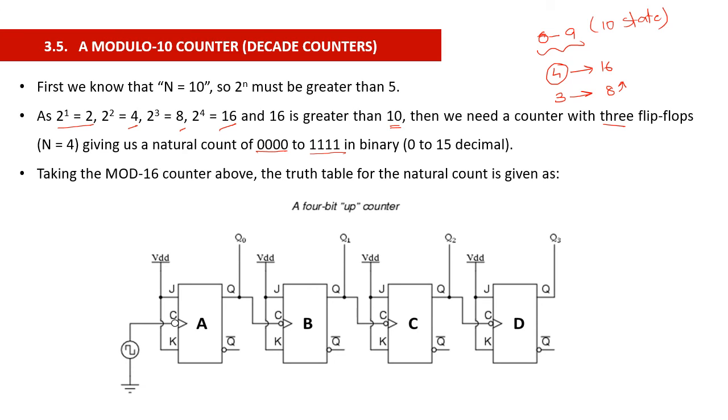Here is the circuit for the mode 16 counter that we discussed already. Here you can see that we are connecting the external clock pulse to the first flip-flop, and all other flip-flops are triggered from the previous stage output. So if you are connecting 4 flip-flops like this, it will count from 0 0 0 0 to 1 1 1 1. That means you will get 16 states, but we need only 10 states. So in order to obtain that 10 state counter, we have to find a way to reset all the flip-flops when the 10th state is occurring.